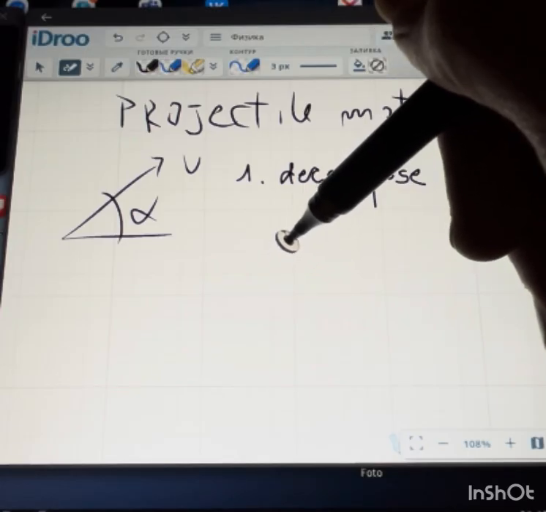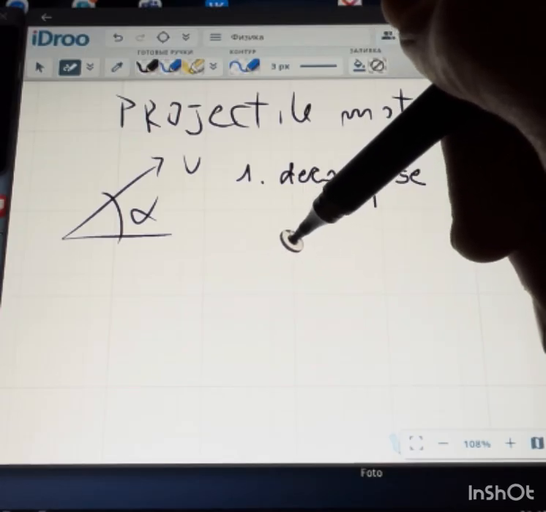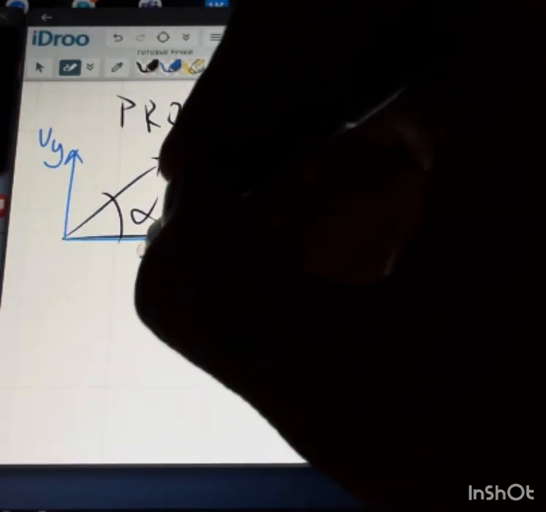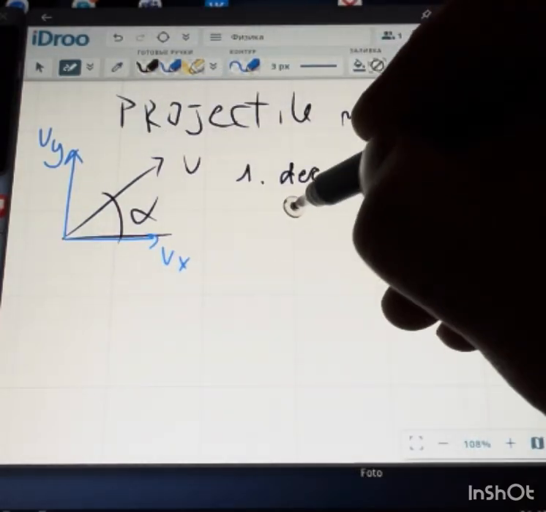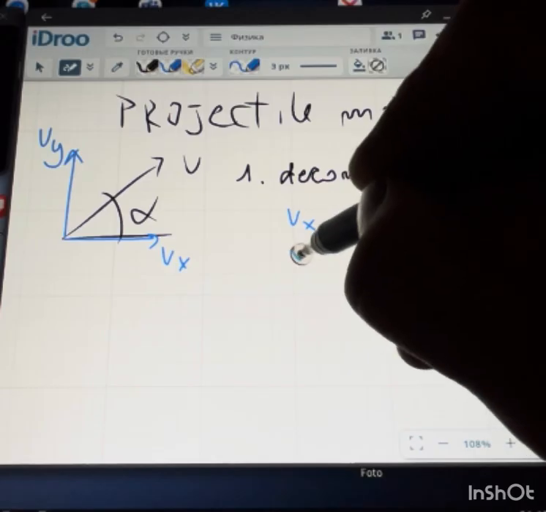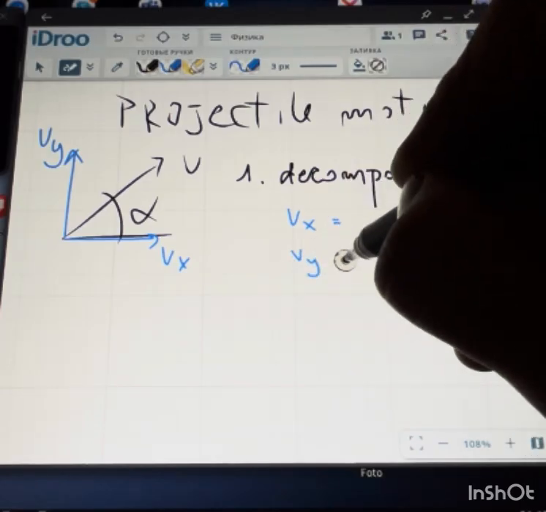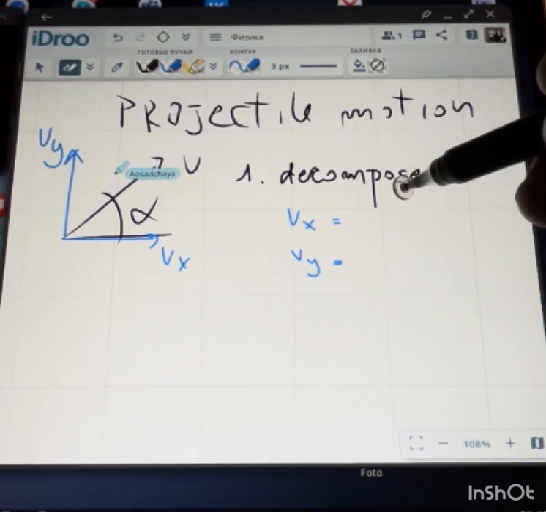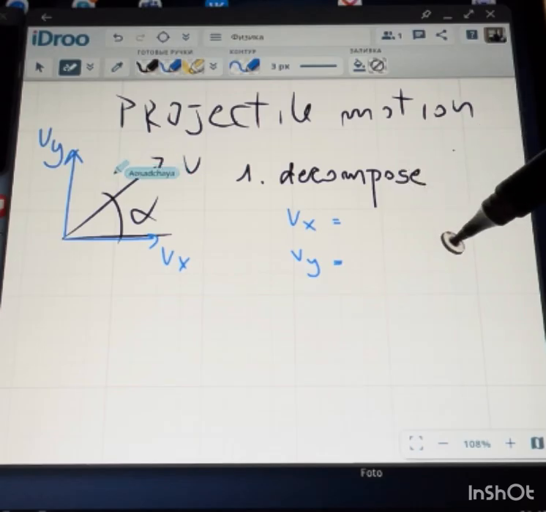Now, you decompose it along the axes. So you take Vy and Vx separately. Now, what is Vx equal to and what is Vy equal to? Vx is cosine. So this is, wait, let me write. This is speed, right? Yes, that's V.